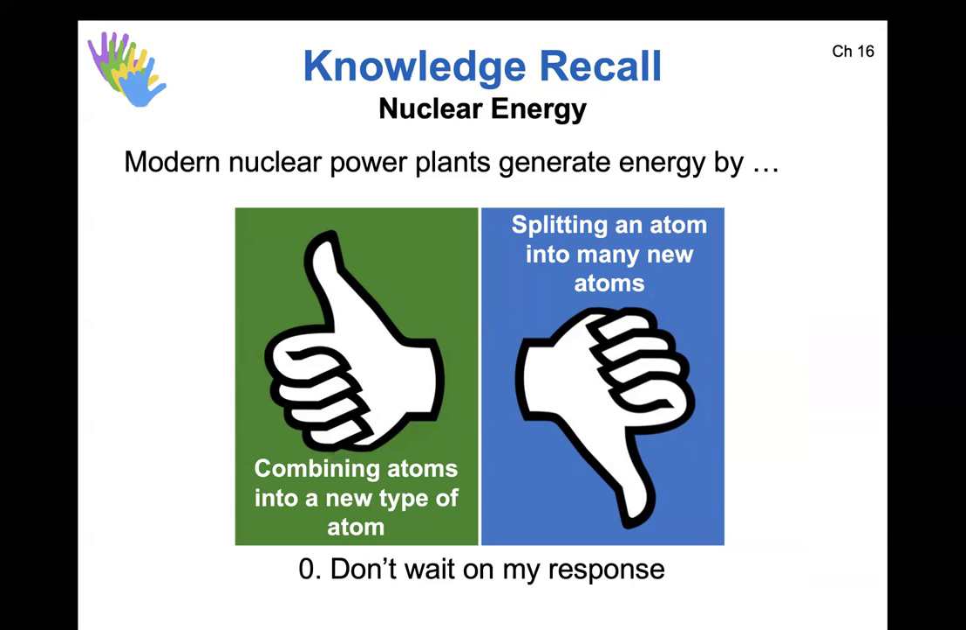So, modern nuclear power. Now, let's just lay the groundwork here. Modern nuclear power plants generate energy by, here are your options: thumbs up for combining atoms into a new type of atom, thumbs down for splitting an atom into many new atoms. How does a nuclear power plant work?